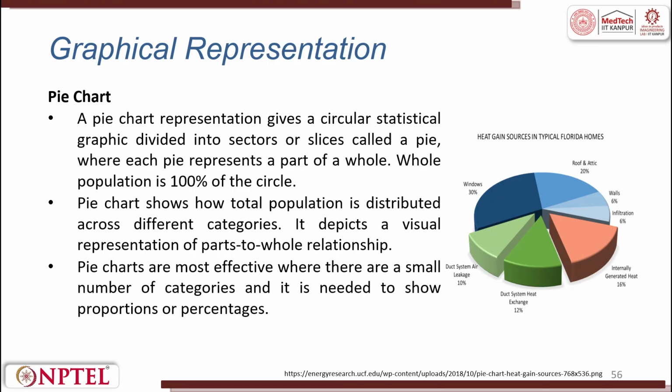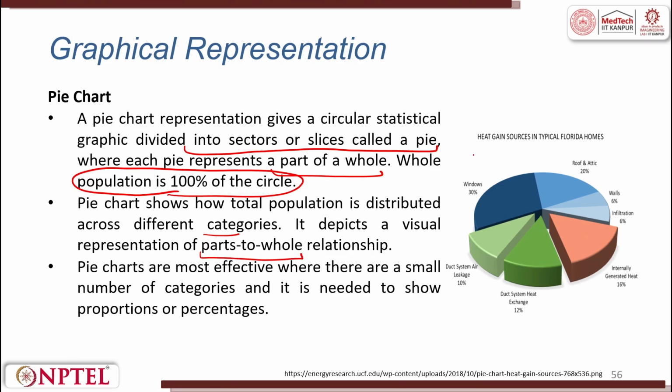Then comes the pie chart. A pie chart is a circular statistical graphic divided into sectors or slices, where each slice represents a part of a whole. The whole population is 100% of the circle. A pie chart shows how the total population is distributed across different categories. It depicts a visual representation of the parts-to-whole relationship.